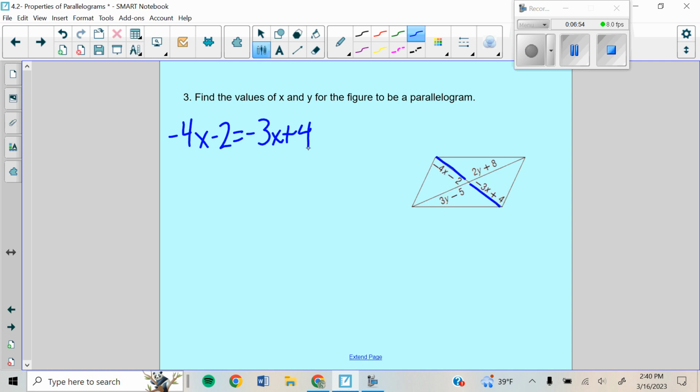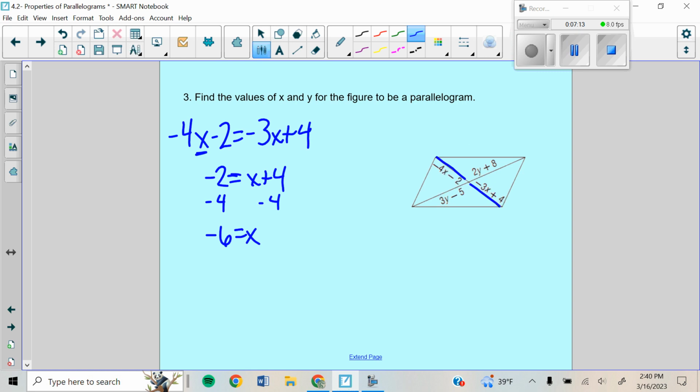So I'm going to go ahead and add 4 over. So negative 2 equals x plus 4. And I'm going to minus 4 over. So I get negative 6 equals x. Ooh, a lot of us feel really uncomfortable when we have a negative answer. But let's just plug it back in and see if that works.